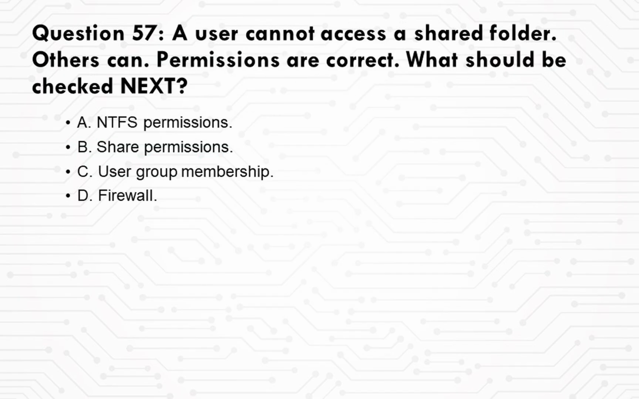Question 57. A user cannot access a shared folder. Others can. Permissions are correct. What should be checked next? A. NTFS permissions. B. Share permissions. C. User group membership. D. Firewall. Answer: C. If permissions are correct but access fails, the user may not belong to the required group.